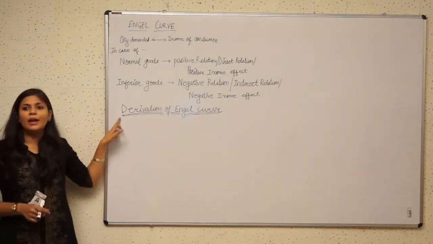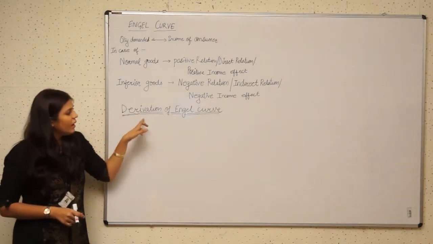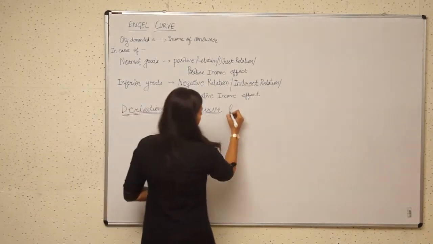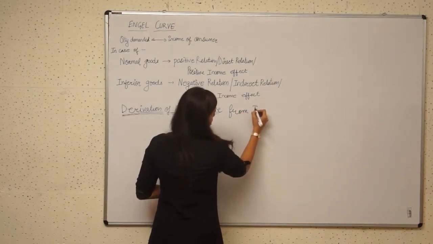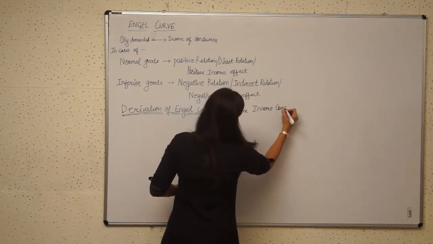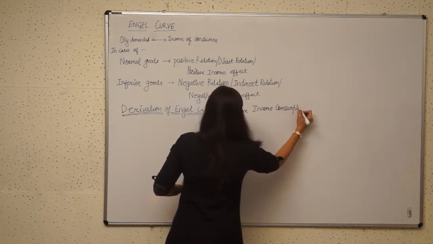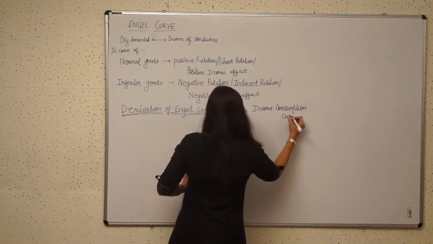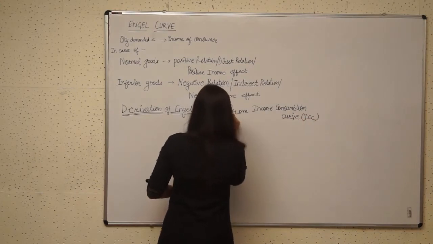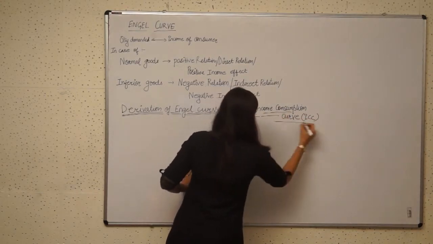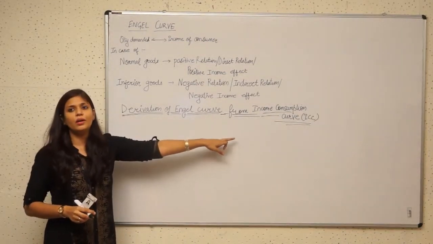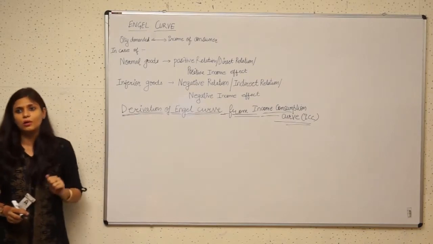Now, we are going to derive Engel curve. Engel curve is a curve which gets derived from the income consumption curve. Now, first we need to understand what is income consumption curve.